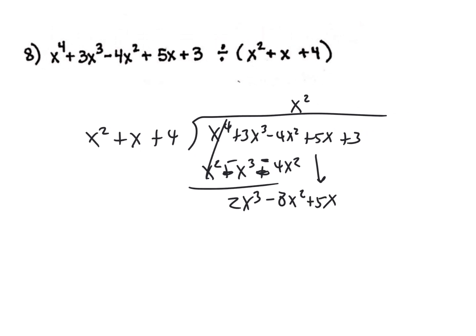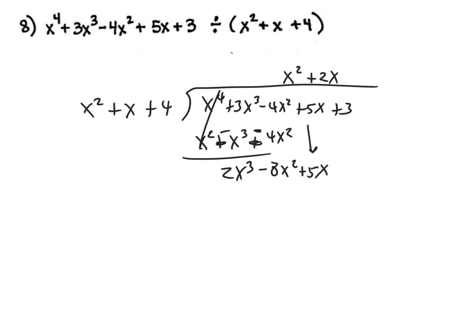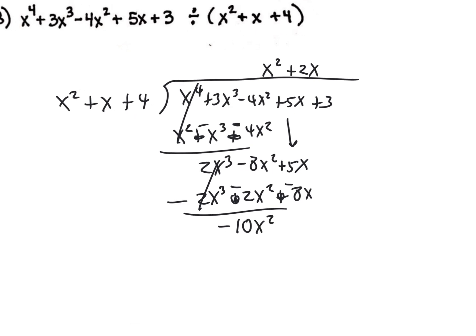Then we perform the same process. X squared times what number gives you a 2x cubed? That would be a positive 2x. Multiplying the divisor by that would give us 2x cubed plus 2x squared plus 8x. Subtracting, which really means change the sign, we would end up with negative 10x squared minus 3x. Drop that down.